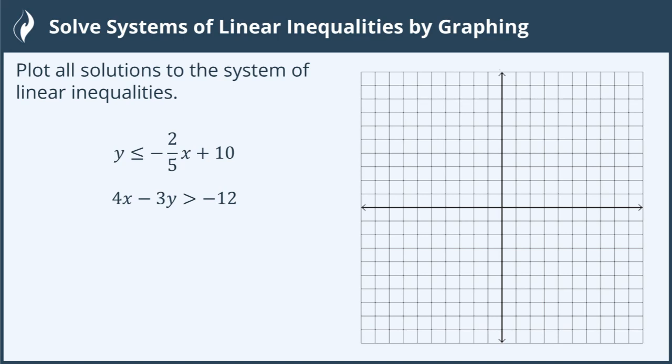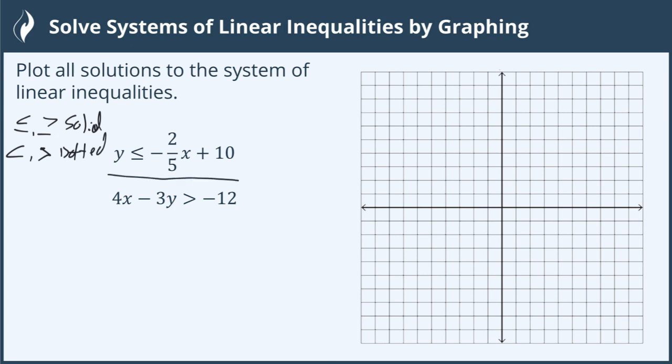1410, solve systems of linear inequalities by graphing. Plot all solutions to the system of linear inequalities. Okay, we're going to have to graph these. There's a couple of things you need to know. One is if it's got less than or equal to or greater than or equal to, it's a solid line. If it just has the greater than or the less than, it's a dotted line.